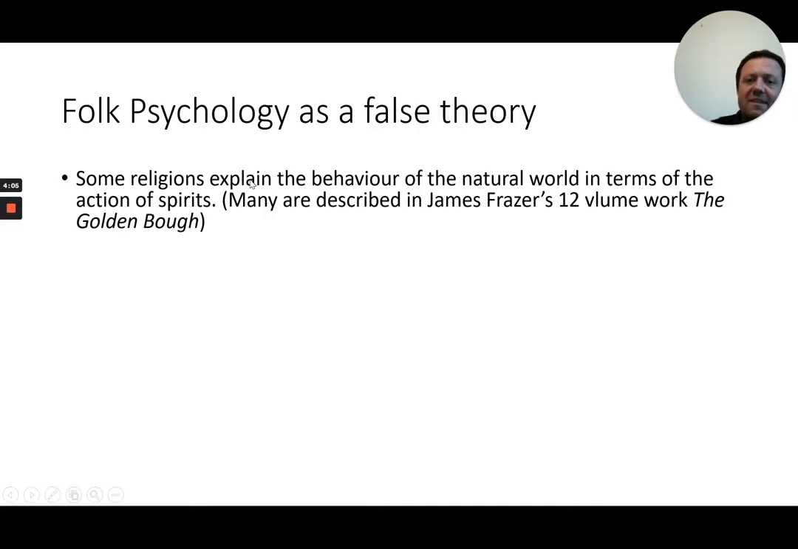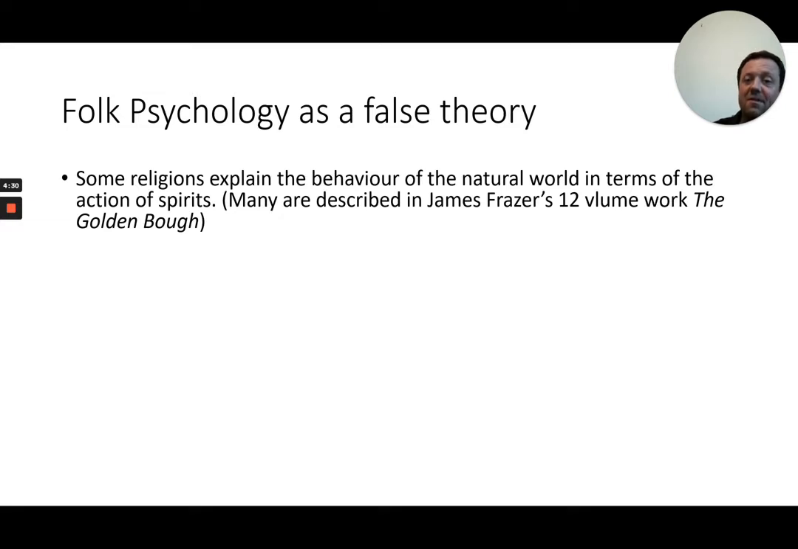Now, in order to make this idea a little bit clearer, let's think about how some religions explain the behavior of the natural world in terms of the actions of spirits. Okay, now, if you're interested in this, there is an anthropologist known as James Frazer, and he describes all sorts of different religious practices in Central Africa, for example.